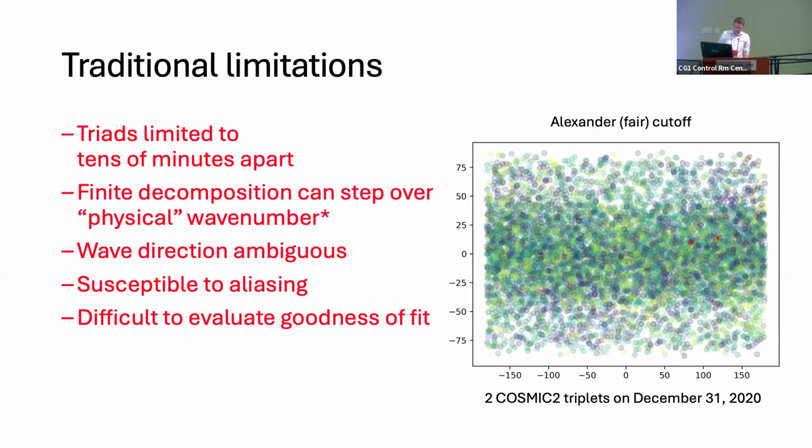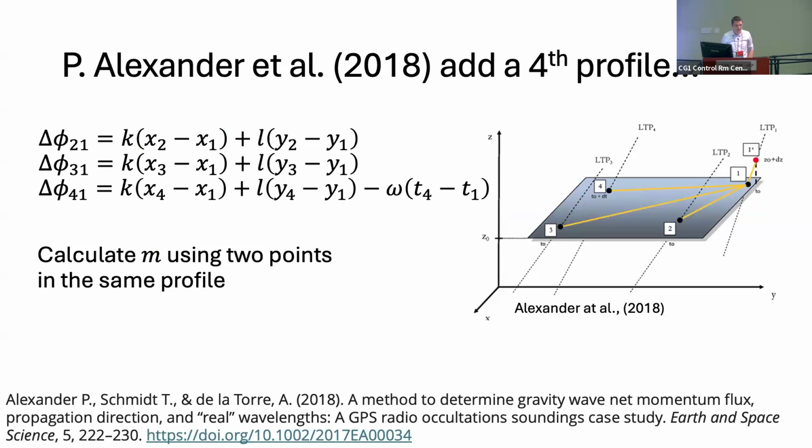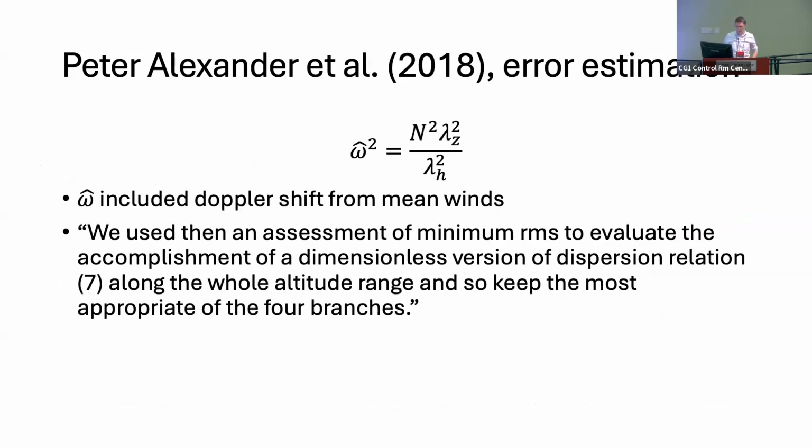But the ambiguity of the direction is something that Joan Alexander worked on a while back. In 2018, he said, well, why don't we just add a 4th profile, same position as one of the others, but a little later or earlier in time? We can use the other 3 profiles to get K and L. And then once we have K and L, we can use this other profile to get omega, the temporal frequency. And to get the vertical wave number M, instead of doing a decomposition, they just use 2 points in the vertical. That becomes a little important here in a minute.